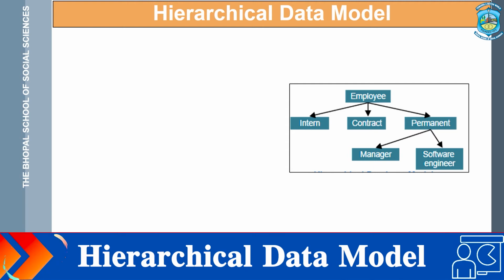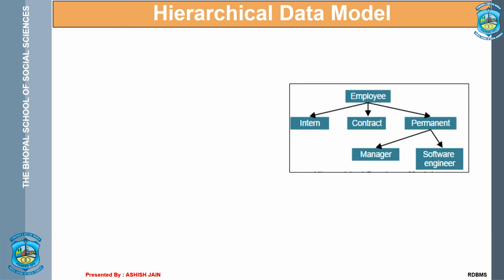This is again a representation, again an example. We have employees. Employee can be an intern, can be a contractual or a permanent employee. A permanent employee can be a manager, or it can be a software engineer.